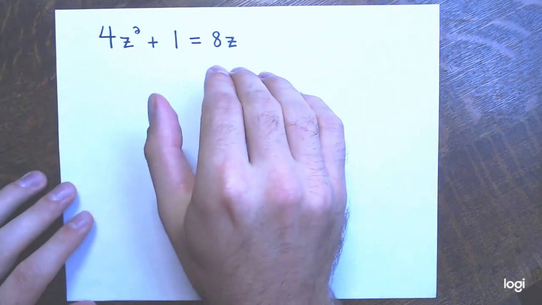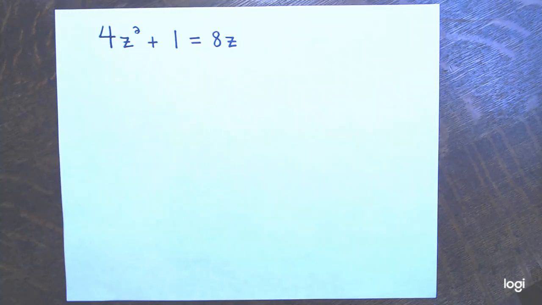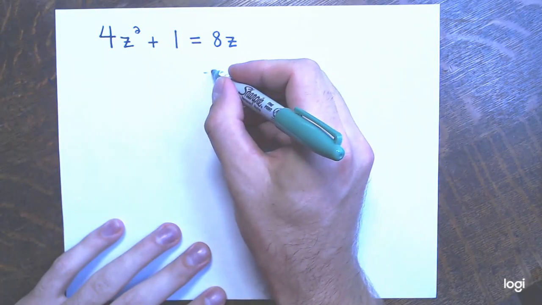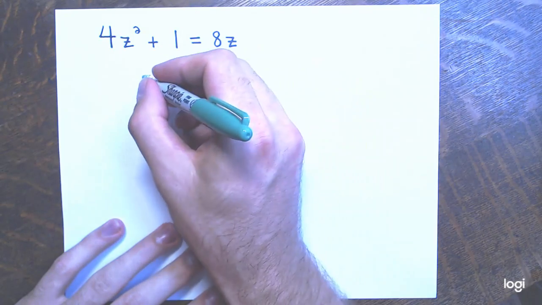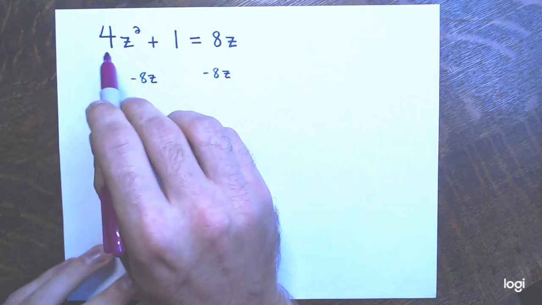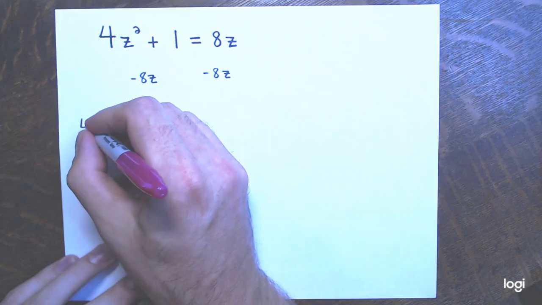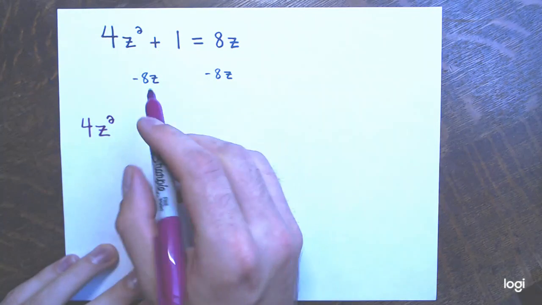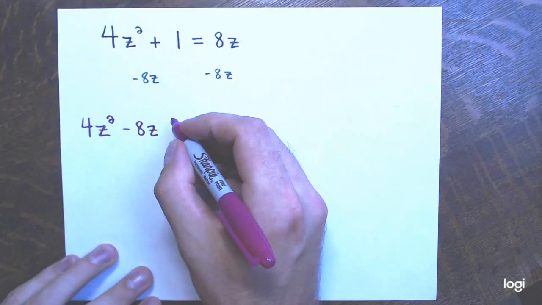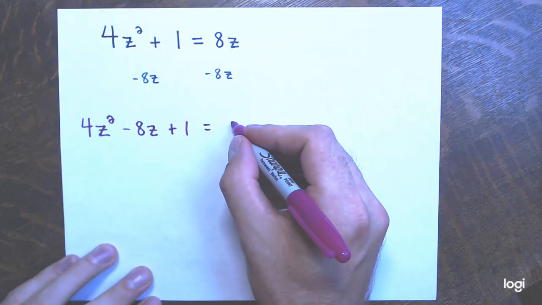This is not in the standard form, right? I would want all the terms on the one side and 0 on the other, and in descending order, right? With z squared first, then z to the first, and then no z. So get it in standard form. The first thing I would be doing is I'll take away 8z from both sides. All right, so on the left, if I write all the terms in descending order, we'd have 4z squared plus the -8z to the first, and then the plus 1 equals 0 on the right side.